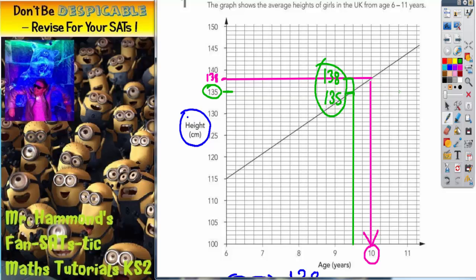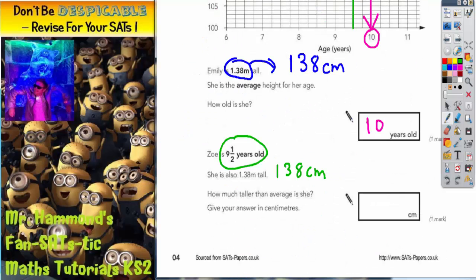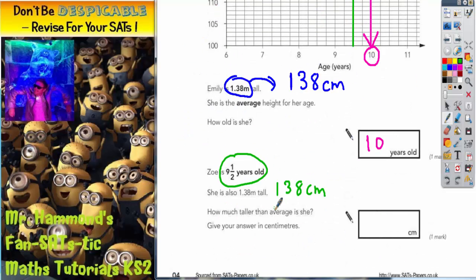So these are the two numbers we're interested in. So, the average height for her age is 135 centimetres. So how much taller than average is she? Well, all we need to do is find the gap between 135 and 138, which is a simple 3 centimetres. And that's the two answers.